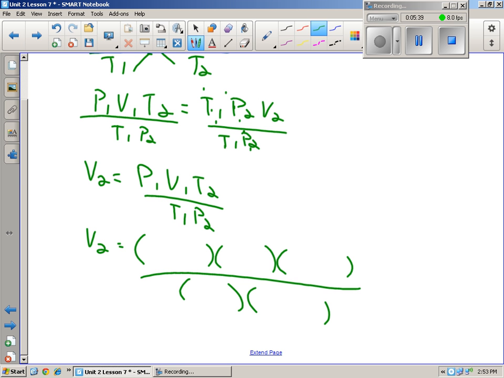So it says, a 15-liter weather balloon is released under STP conditions. Those are all my initial conditions. 15-liter, that would be V1. That's going to go here. V1, initial volume. Under STP conditions.